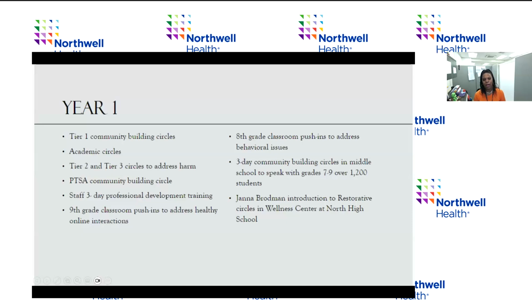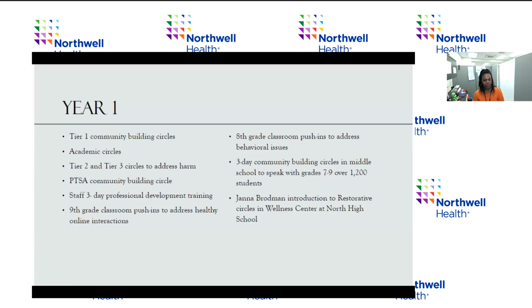So in our school district, this is a layout of how we started our year one, which was last year. And we still are working on this, which is tier 1 community building. That was our first goal. And then we also included academic circles. When we go into a math classroom or a language classroom or a science classroom, and we do an academic circle, teachers are really, really loving that.